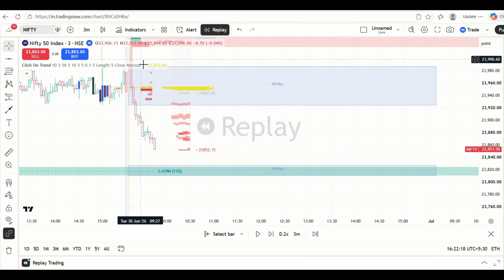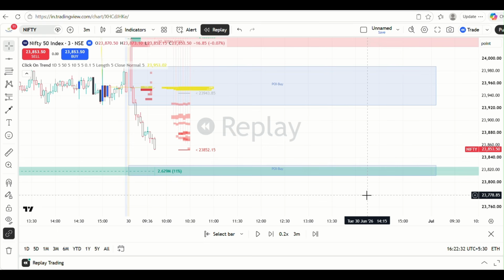In the same way you will get bullish order blocks at the bottom. This percentage again shows what the volume is and what the percentage is in buying. So in this way, you can validate whether the order block is valid or invalid.